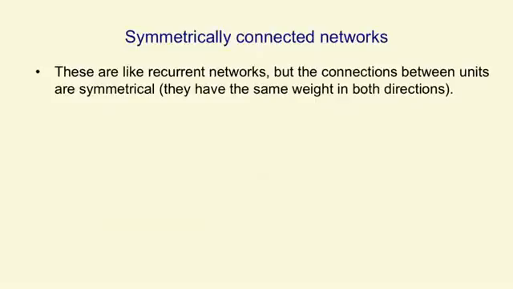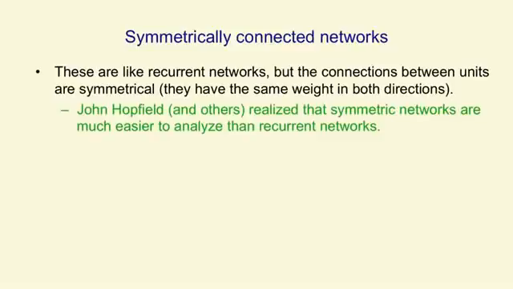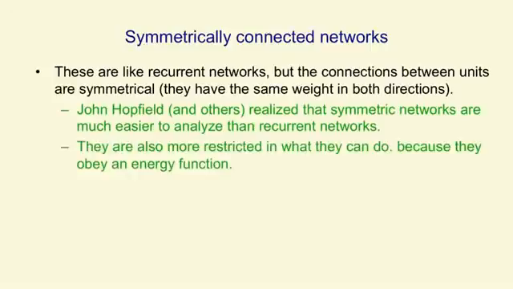Quite different from recurrent nets are symmetrically connected networks. In these, the connections between units have the same weight in both directions. John Hopfield and others realized that symmetric networks are much easier to analyze than recurrent networks. This is mainly because they're more restricted in what they can do, and that's because they obey an energy function. So they can't, for example, model cycles. You can't get back to where you started in one of these symmetric networks.